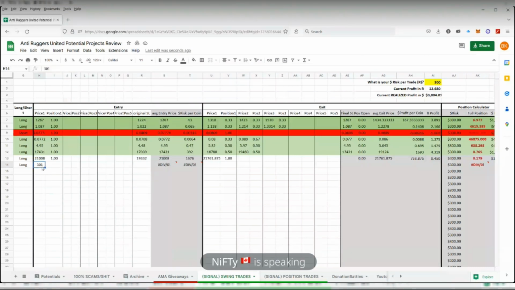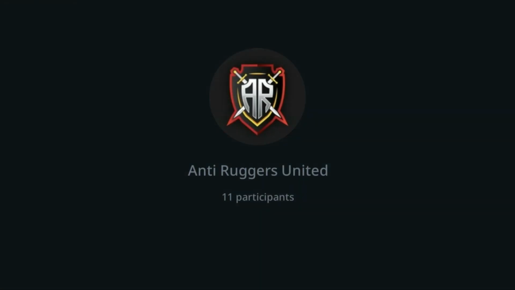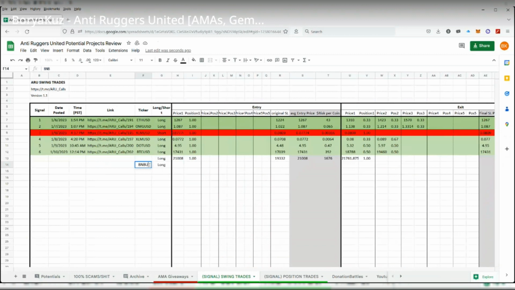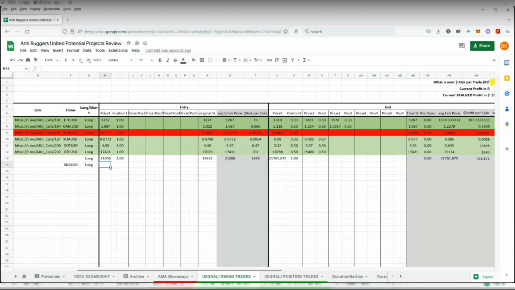Okay, yeah, now we see a 301. So let's say we'll do this one right here, BNB USD. So I'm entering at 301. You put 301 in column H, price 1. And I'm not doing any other entries. I'm only doing 301, so my whole position is going to be here. So for position, you put 1, because 100% of your trade is going to be at 301.